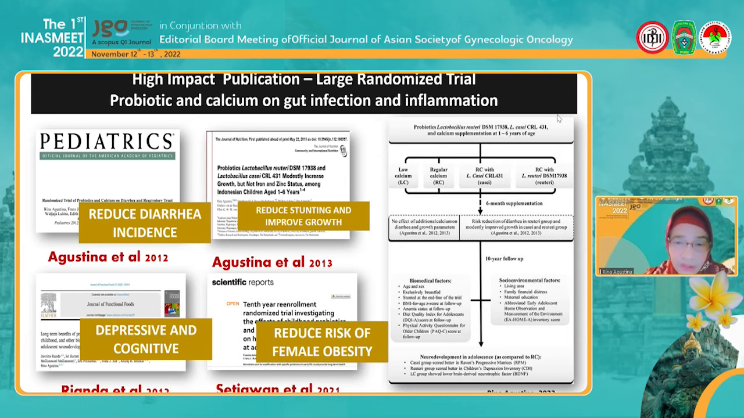We then published it in Nature. The findings were increased resistance to diarrhea, reduced diarrhea incidence, reduced stunting, and improved growth, later leading to improved depressive and cognitive outcomes when they were teenagers after 10 years of follow-up, and reduced risk of obesity, especially in females.